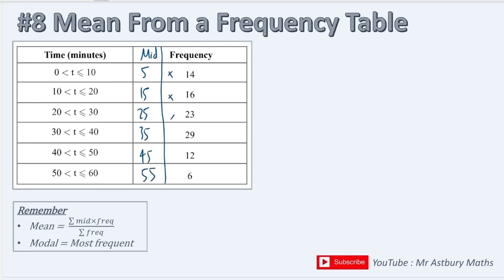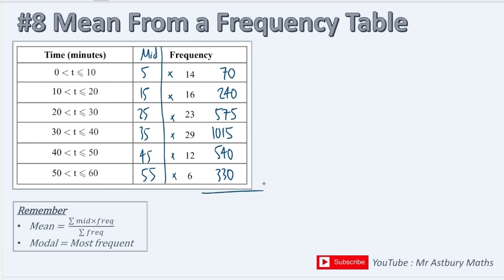I'll then multiply those by the frequency, which will tell me, on average, how much each row has spent in terms of time. So 5 multiplied by 14 is 70. 15 times 16 is 240. 25 times 23 is 575. And 35 times 29 is 1015. And 45 times 12 is 540. And then finally, 55 times 6 is 330.